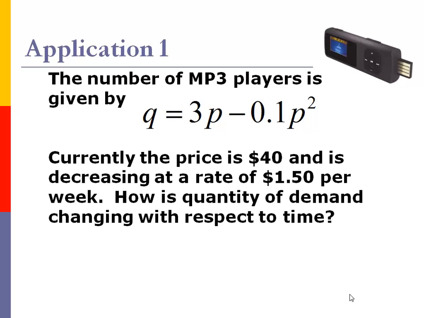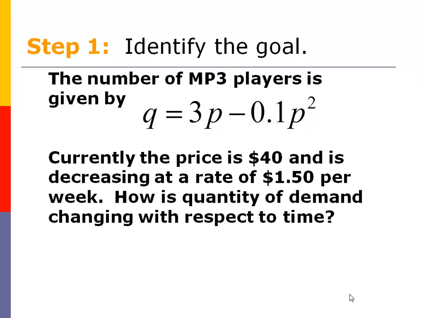It looks like currently we've got a price of $40. It's decreasing at a rate of $1.50 per week. And so we're asking the question, how is the quantity of demand changing with respect to time? So that's our situation. Now, the first step in doing a word problem like this is I want to identify my goal. I want to identify what we're looking for.